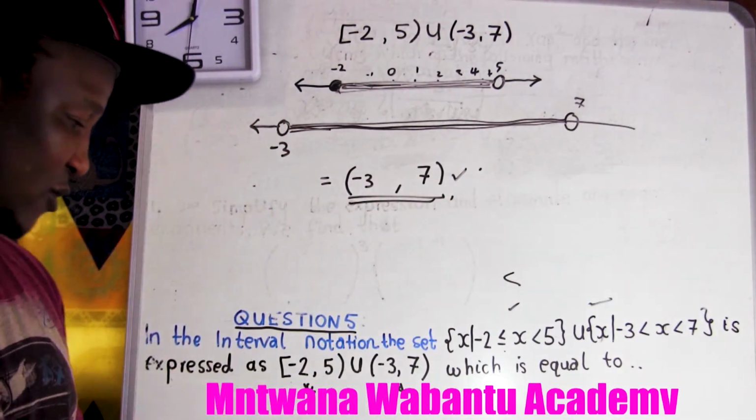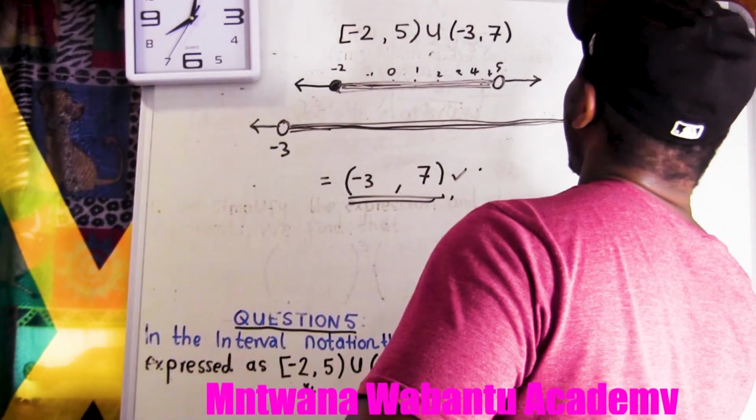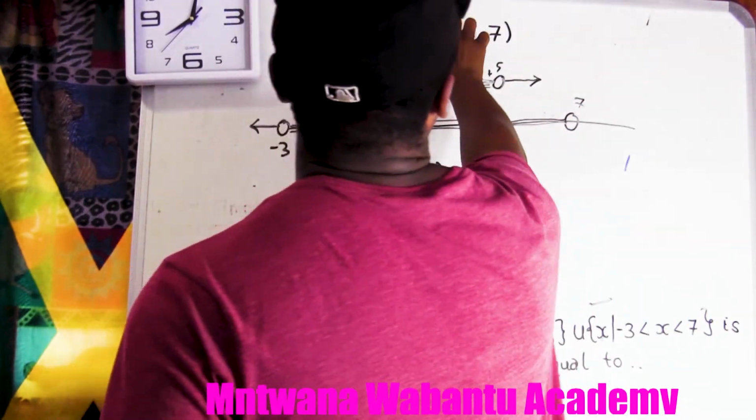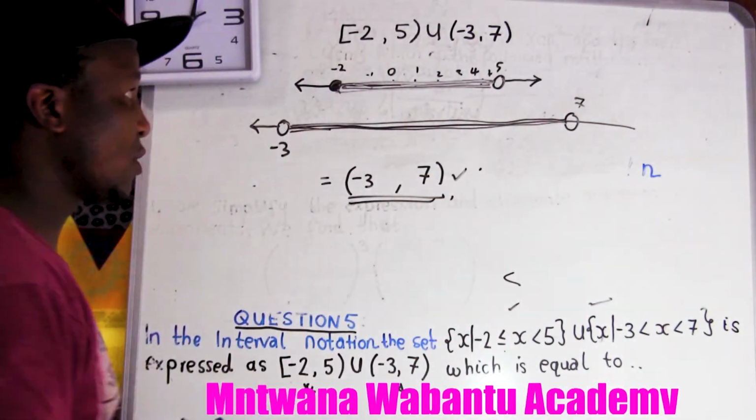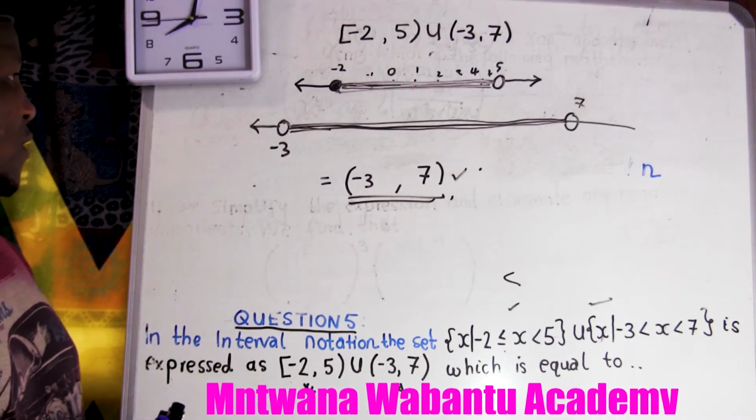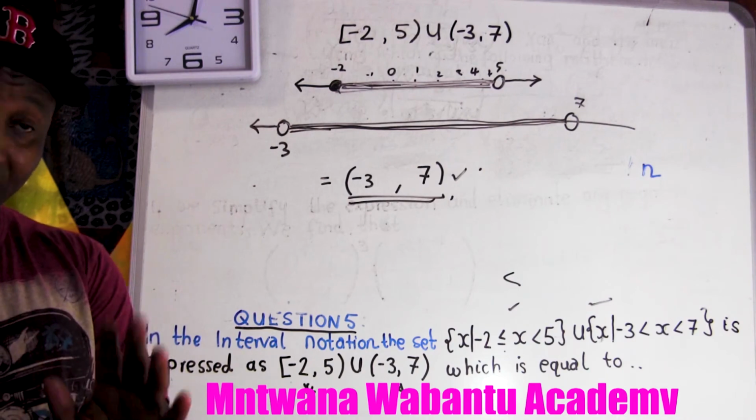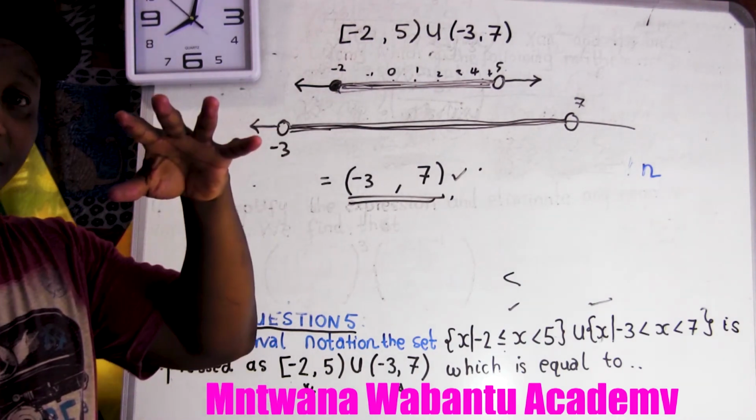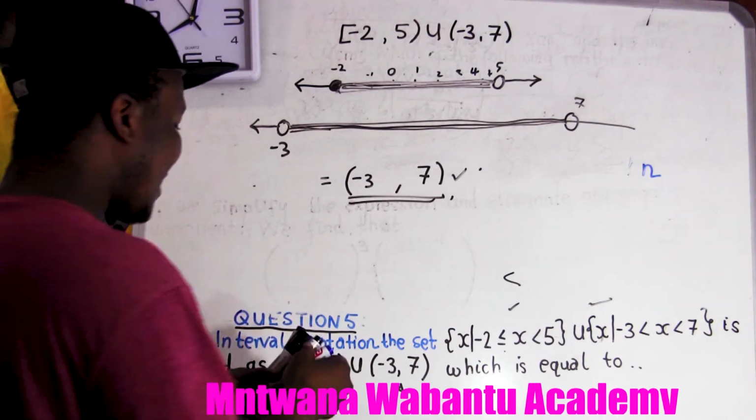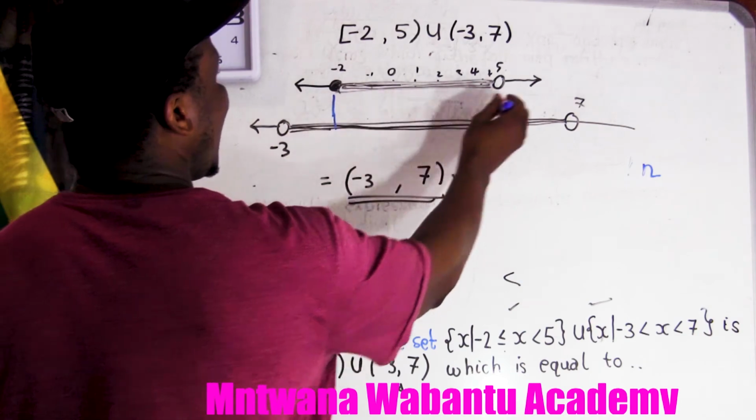Now let me challenge you. This is not part of the question I'm showing here, right? What if they asked for the intersection? Let me show you. Where do they have something in common? Look, guys, this is not part of the question, it's to make you understand. Intersection means where they have something in common. This here is where they have things in common, from here all the way to here.